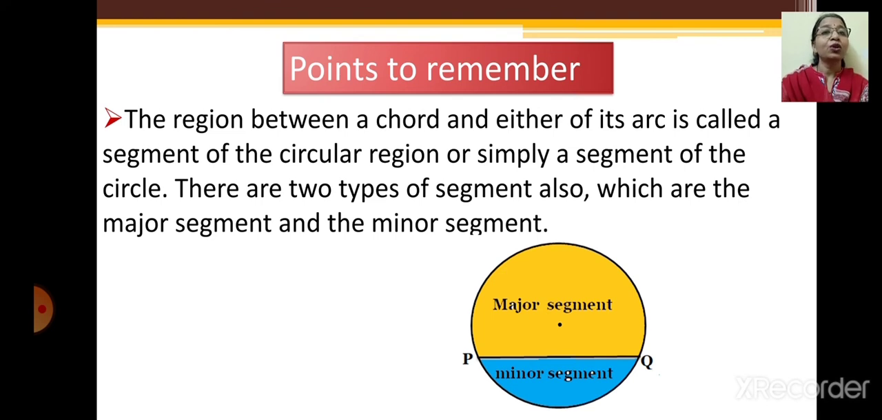And there are two types of segments, major segment and minor segment. How will you identify that? The segment which contains the center of the circle is called major segment and the other one is called minor segment.